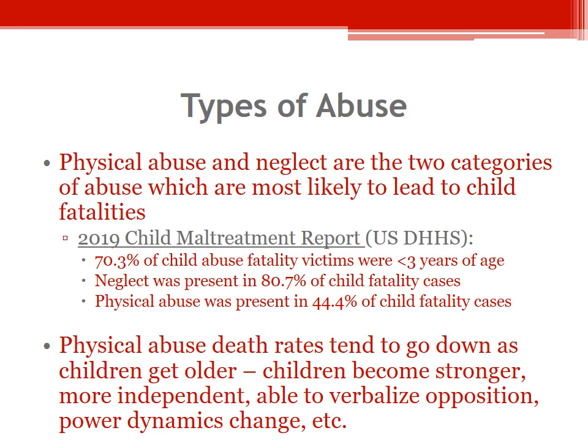What data consistently shows us, too, is that physical abuse death rates tend to go down as children get older. This makes sense if you think about it, because as children get older, they become stronger and more independent. They're more able to verbalize their opposition to their environment. Obviously, they're still vulnerable to their environment because they're not adults yet on their own, but they're at least able to verbalize some opposition. The power dynamics can change a little bit.